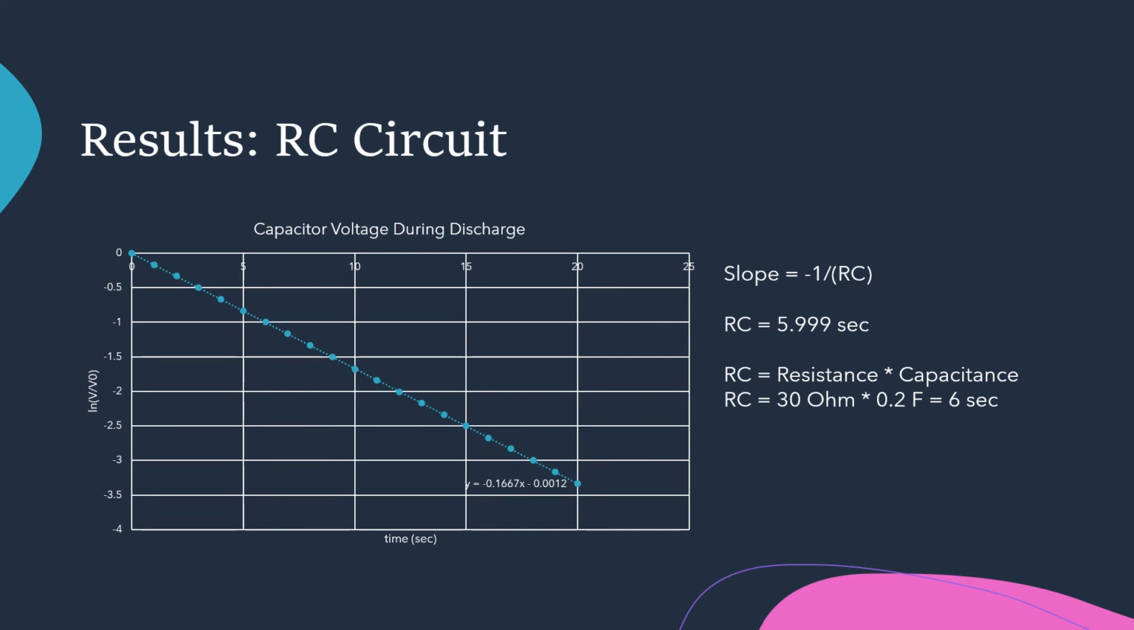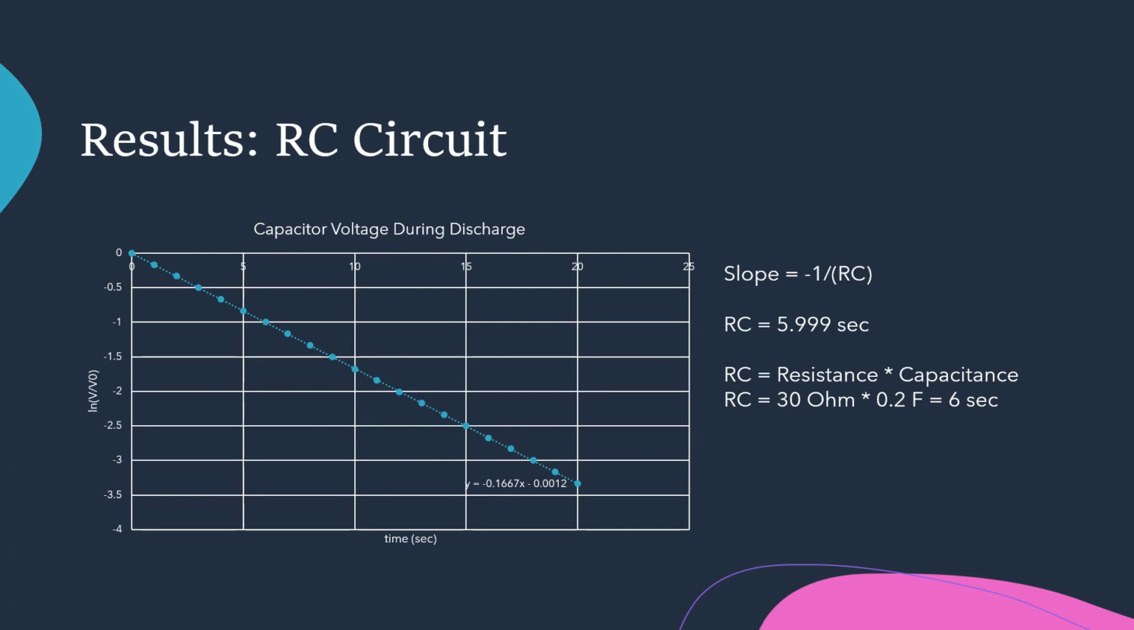So if you take the voltage that was found at each second divided by the initial voltage and take the natural log, compared to time, it creates a linear plot. And that is going to be equal to -1 over the RC constant. So you can take the slope of that line and solve for the RC constant. What I got was 5.999 seconds.